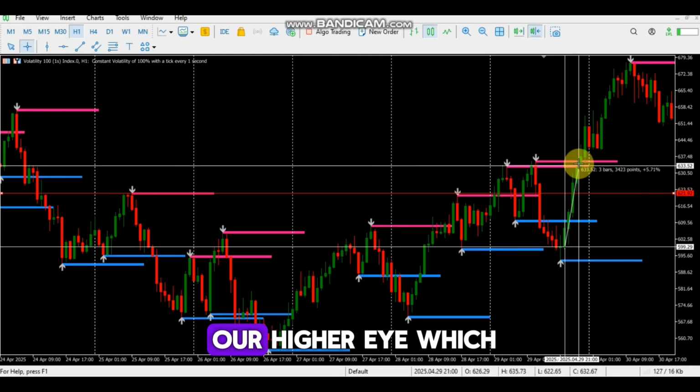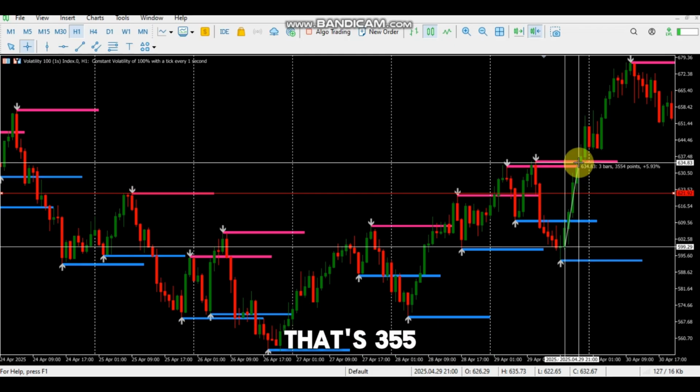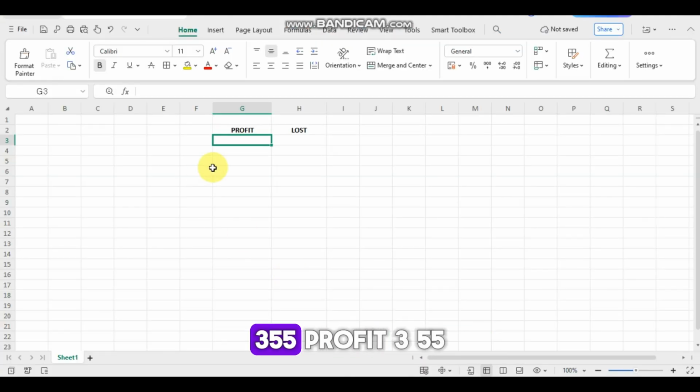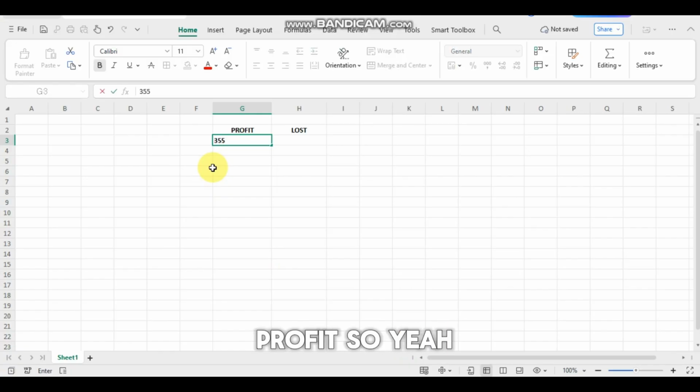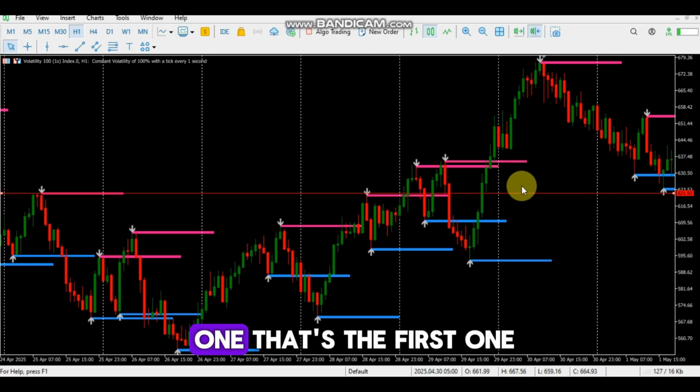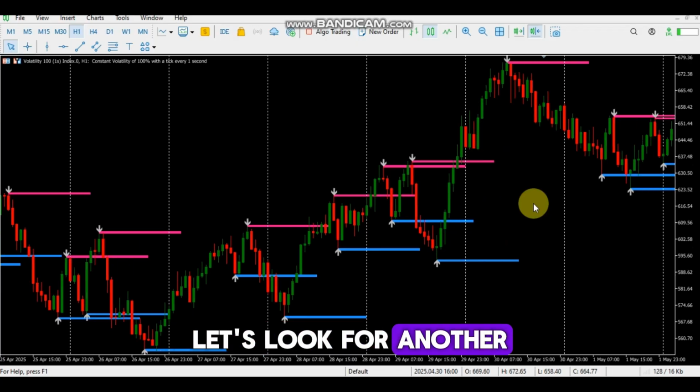But if you target our higher high, which is this place, that's 355 pips. So let's record our 355 pips profit here. 355 profit. So that's the first one. Let's look for another signal here.